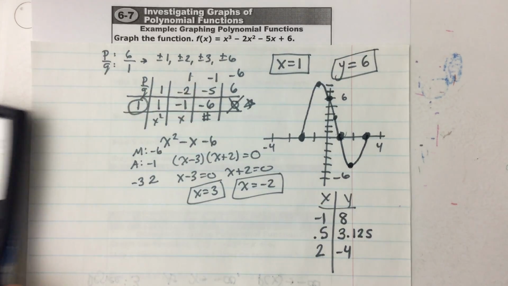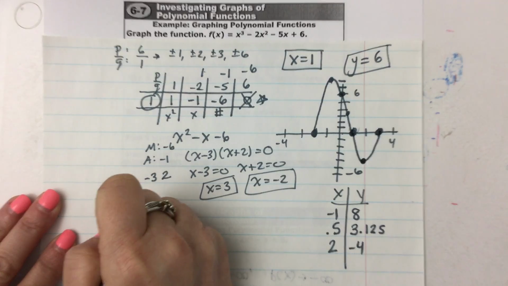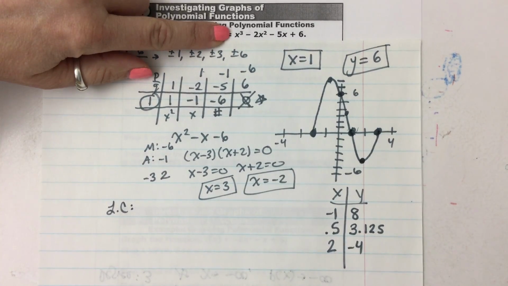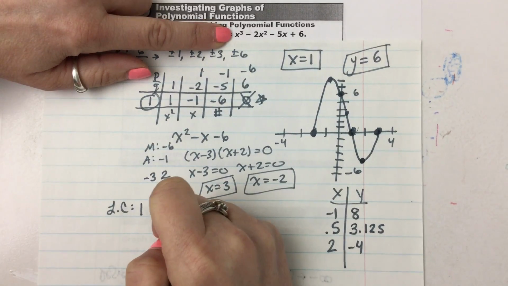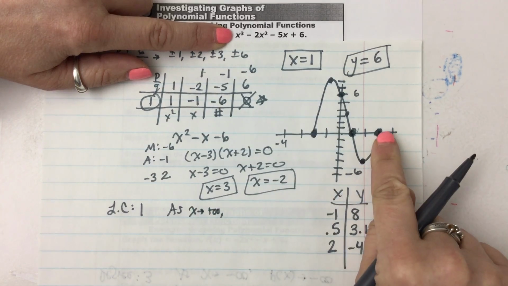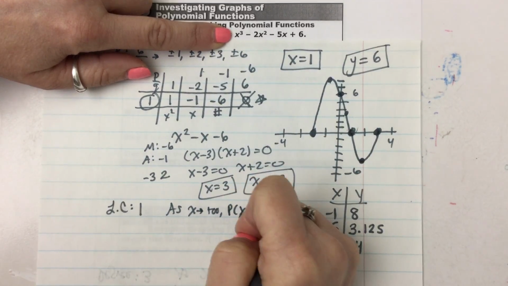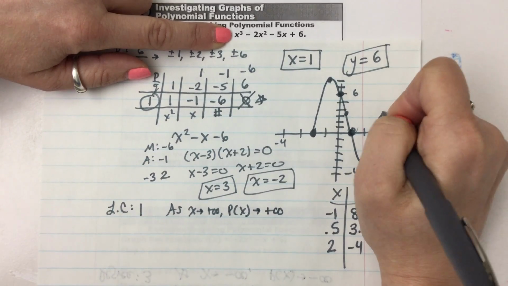The last thing we have to do is end behavior so we know where these arrows go. The leading coefficient, again, to the original problem. The leading coefficient is a 1. This is positive. So as x approaches positive infinity, as we go to the right, our polynomial is going to have an arrow going upwards because this is positive.